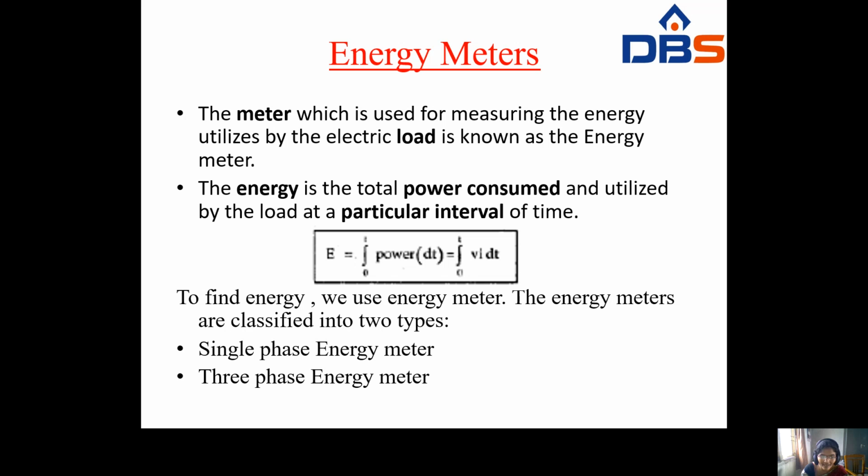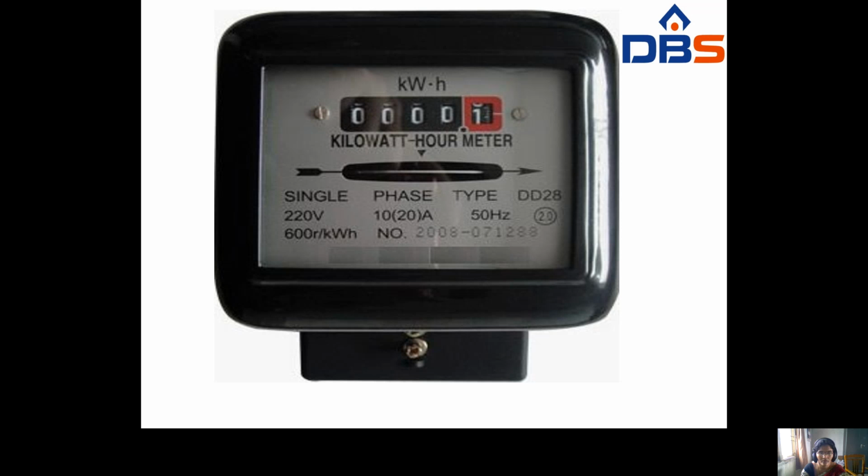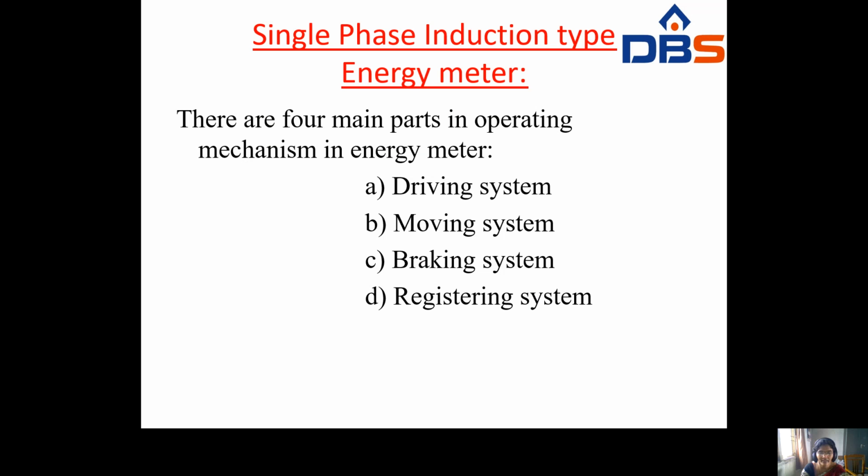The energy meters are classified into two types, mainly according to the supply. Those are the single phase energy meter and the three phase energy meter. So the energy meters are classified into how many types? Two types. What are those? Single phase energy meter, three phase energy meter. So, single phase energy meter.